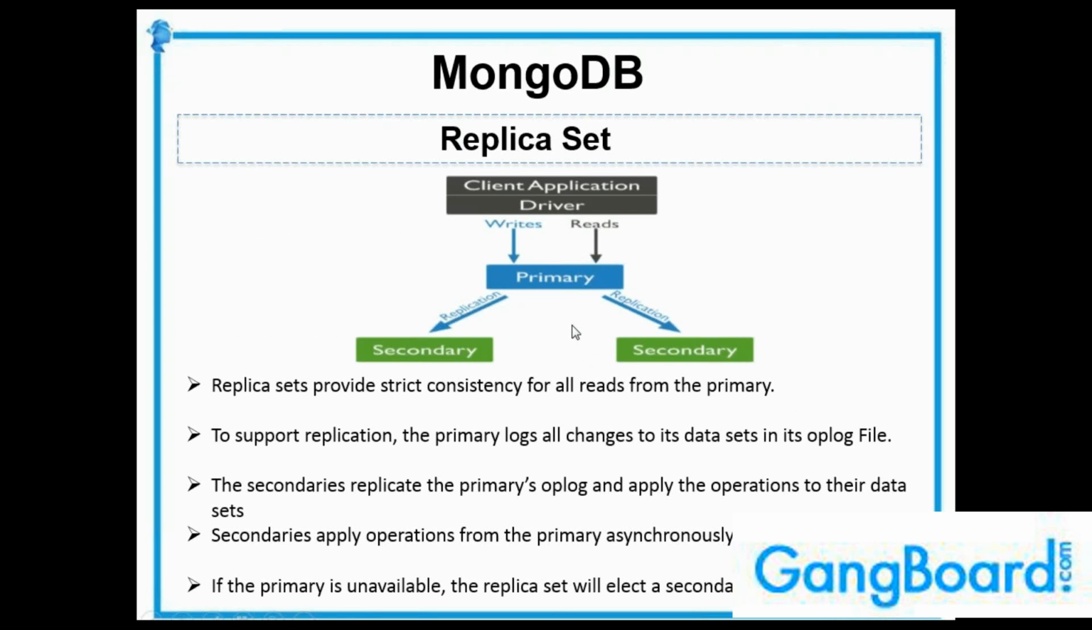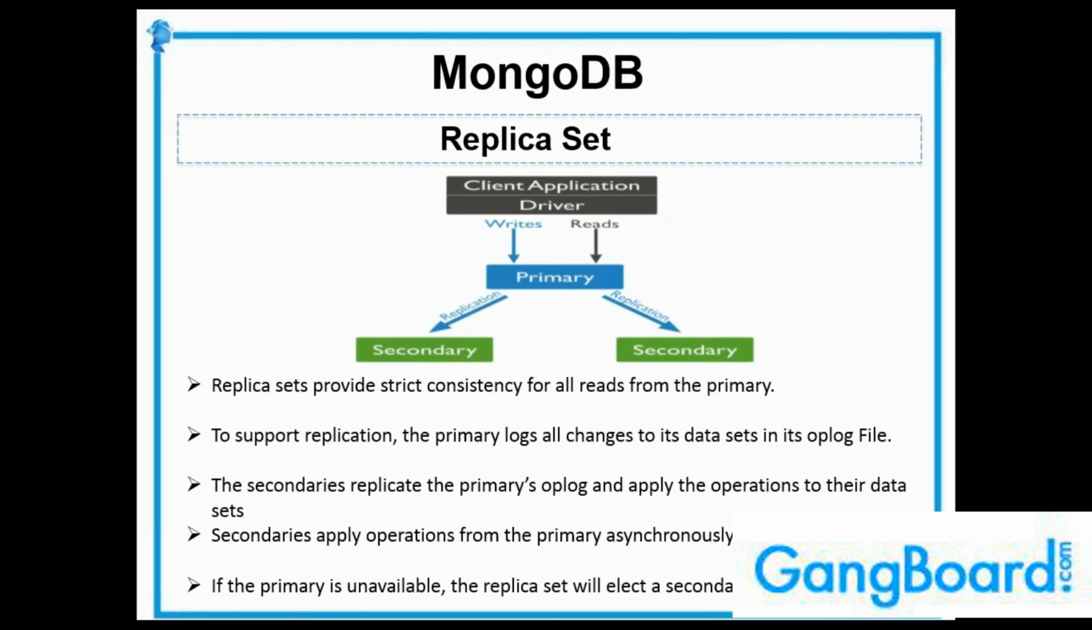How this replication works in the background is they use the OpLog, which is called the operation log. OpLog is a collection, and it is present in the local database. By default, you will not see the local database. If you enable replication, if you make your nodes a replica set, then the local database will be created, and inside the local database the OpLog collection will be created.